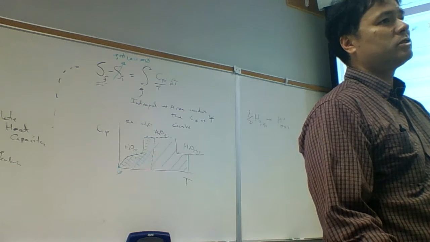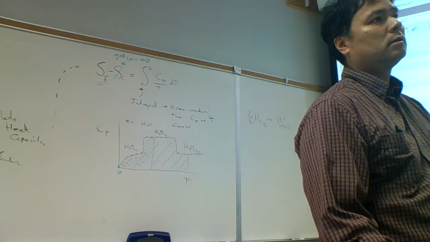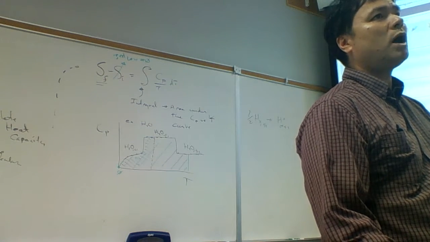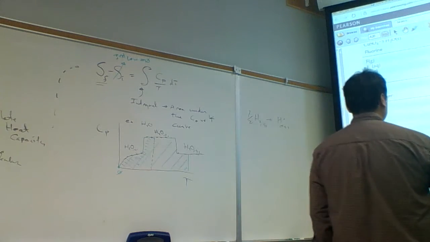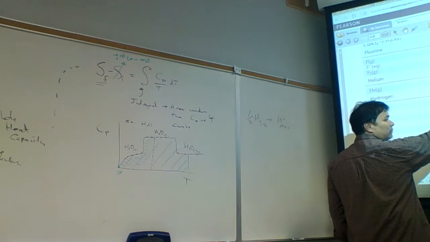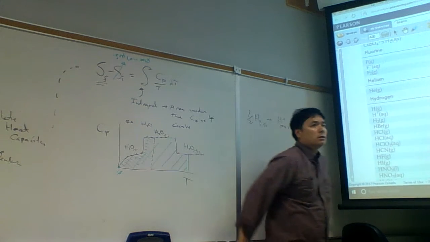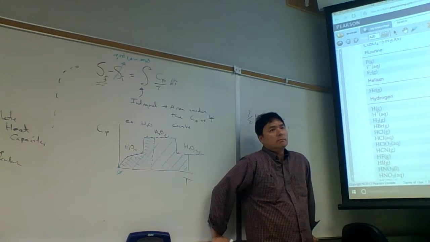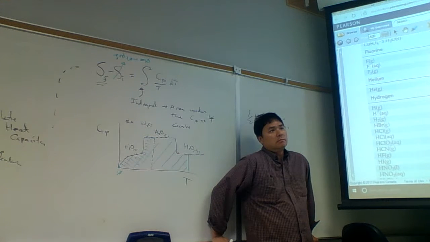This is back in chapter 7. Tell me the reason why the H plus aqueous is arbitrarily set to zero. The example they use in the book is HCl. Does that ring a bell? Anybody?